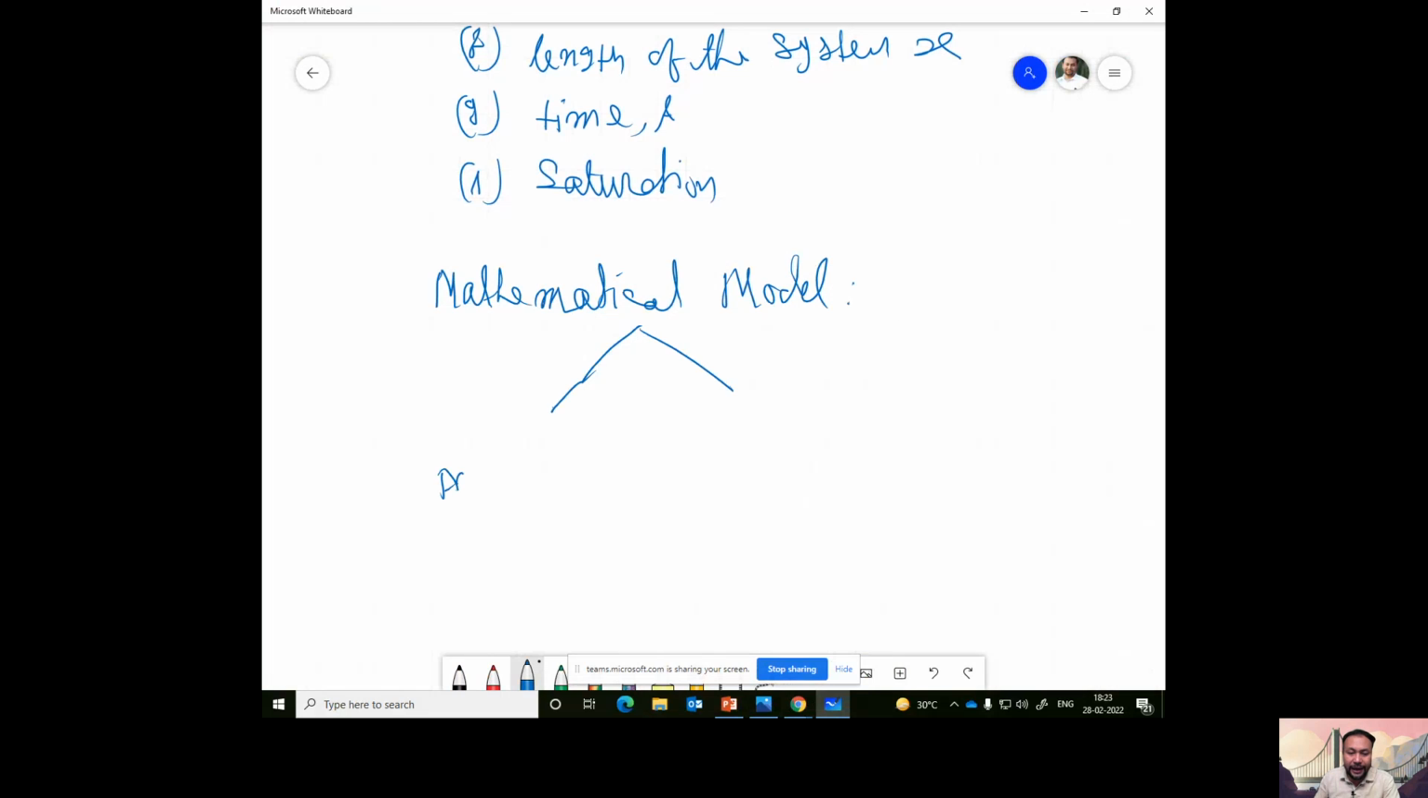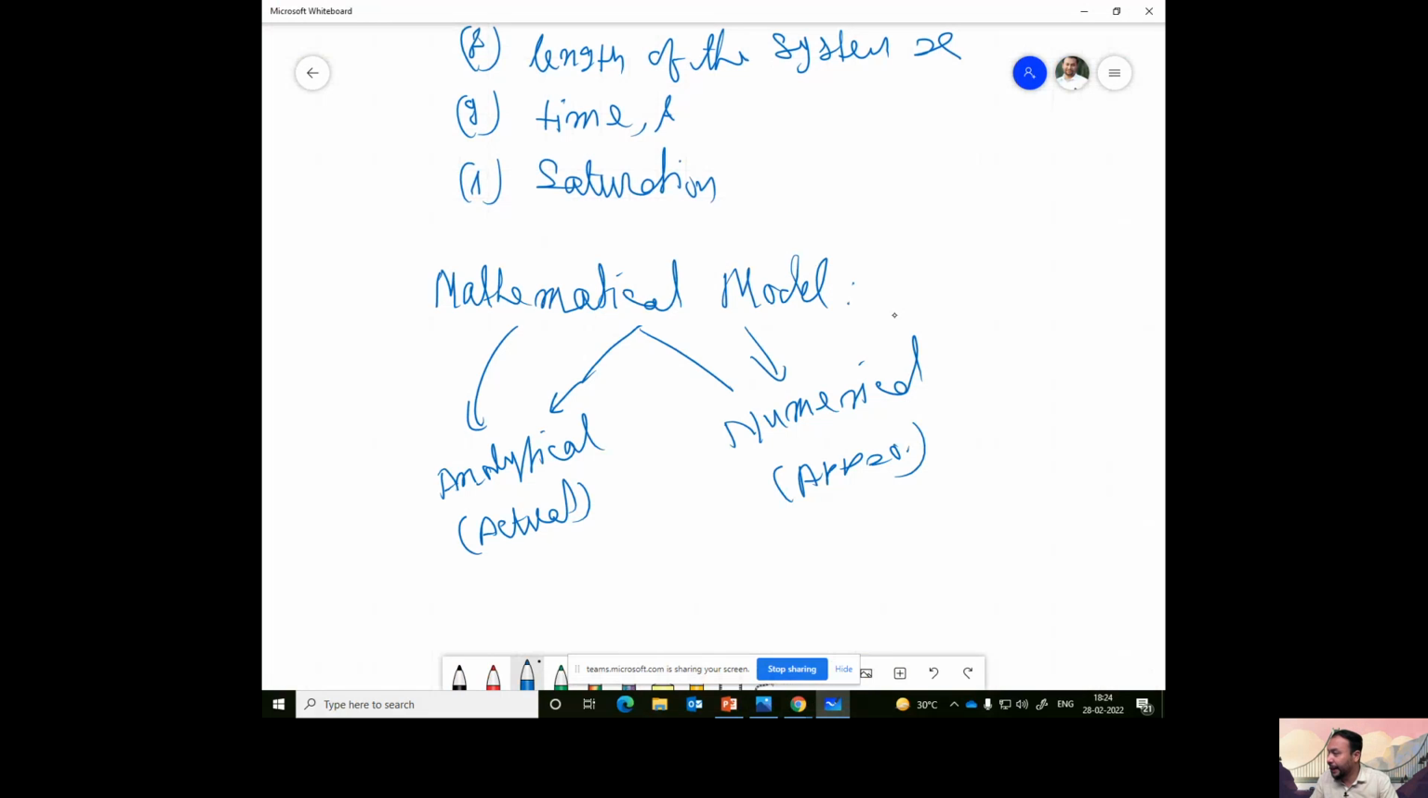One is analytical. This will give the actual solution. Second is numerical, but it will give approximate solutions. Now you may be confused: if I can get the exact solution with analytical methods, why am I trying to solve with numerical methods?